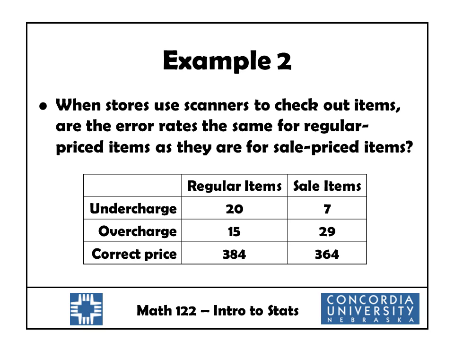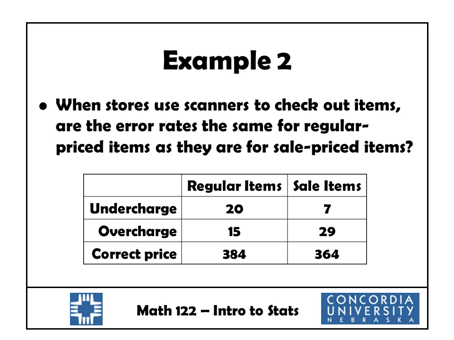Now our next example is going to be very similar to the first example, just a slight variation. When stores use scanners to check out items, are the error rates the same for regular priced items as they are for sale priced items? So to answer this question, we went out and we looked at about 400 regular priced items and about 400 sale priced items. The regular items, 20 were overcharges, 20 were undercharges, 15 were overcharges, and 384 were the correct price. Sale items, 7 were undercharges, 29 were overcharges, and about 364 were the correct price.